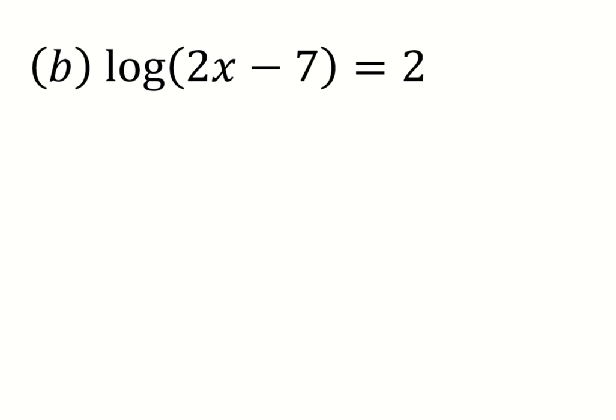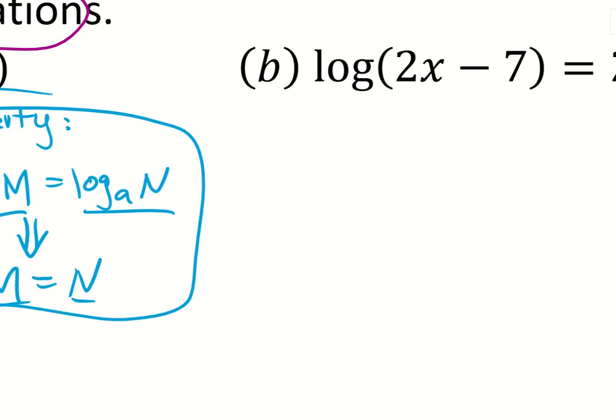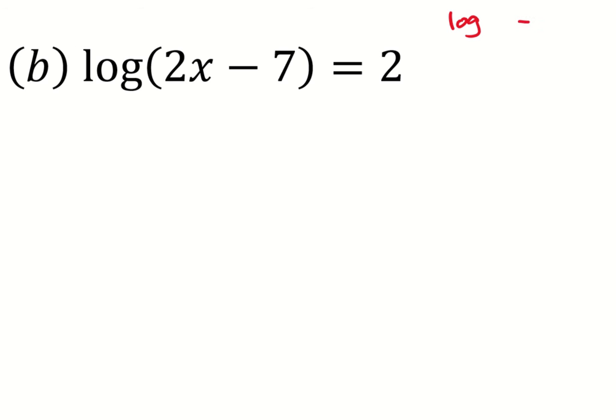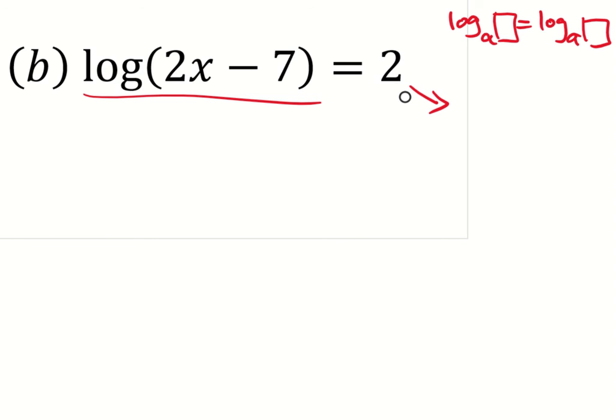Now let's look at the second problem. Log of 2x minus 7 equals 2. This is different from the previous problem, because for the previous problem you have the case of a log equal to another log, right? If they have the same base, then you can make the two arguments equal. Well, for this problem, it's different. You only have the log expression on one side. On the other side, it's a number.